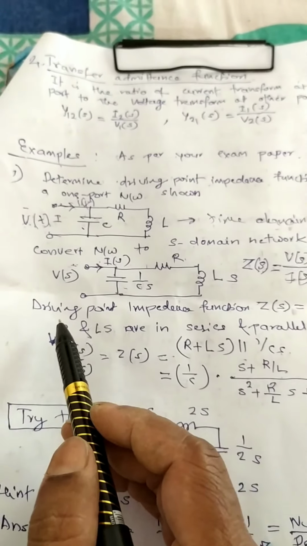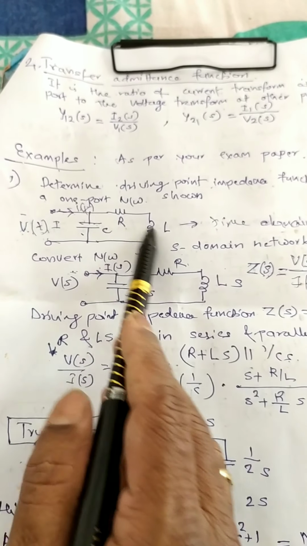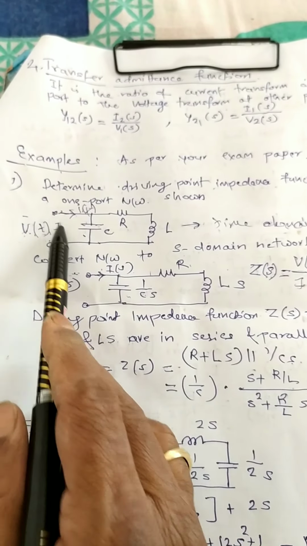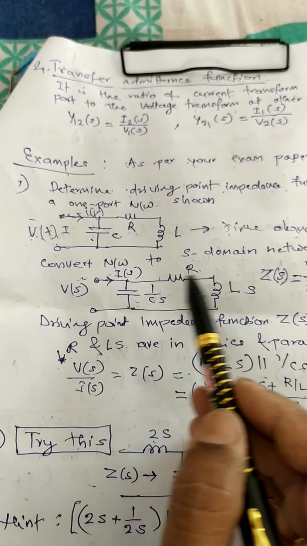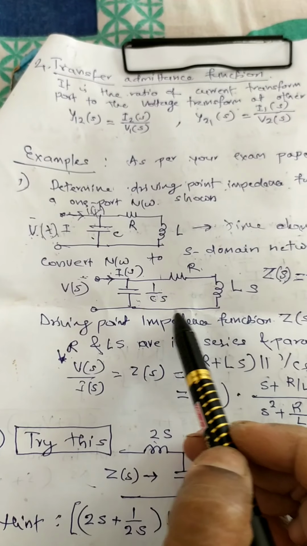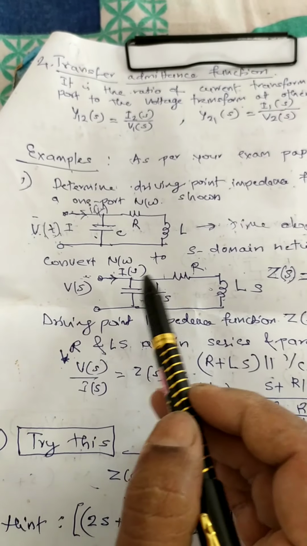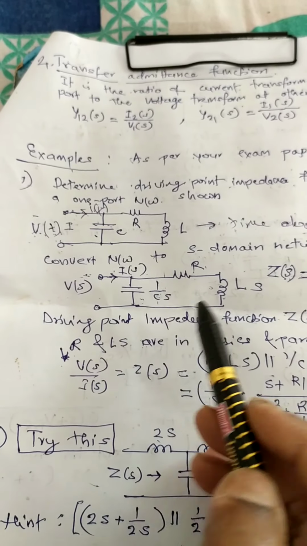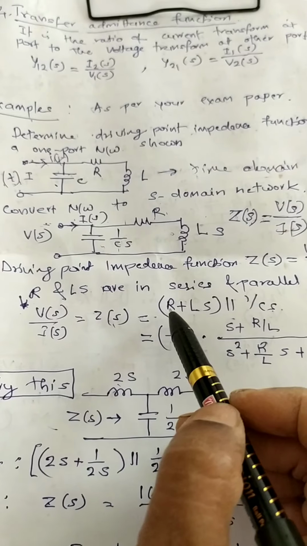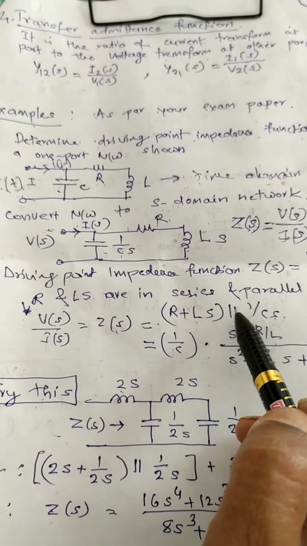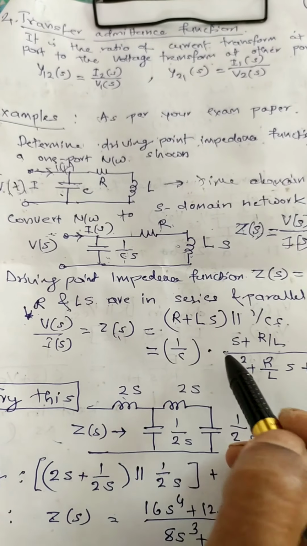Now, how is it done? Looking from this side, you are looking for the impedance offered by this network across these two terminals. These two are in series, R plus Ls, in parallel with 1 by Cs. So Z of S equals R plus Ls, parallel with 1 by Cs.